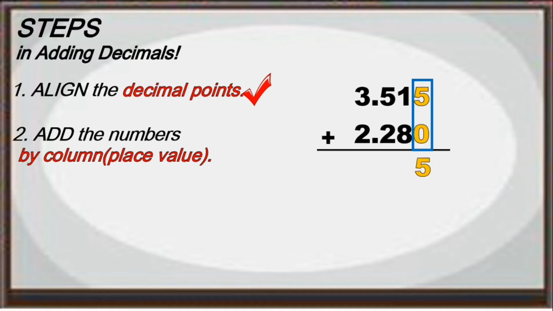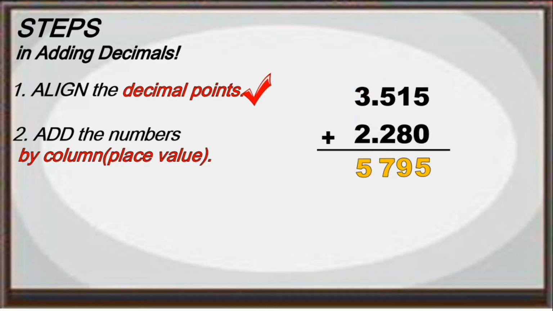Now we move one place to our left. So we will move to 1 plus 8. 1 plus 8 will give us 9. And so on, we move again to the left. So that's 5 and 2. 5 plus 2 will give us 7. And one more place to our left. So there we have 3 plus 2 equals 5. And that's it for our second step.